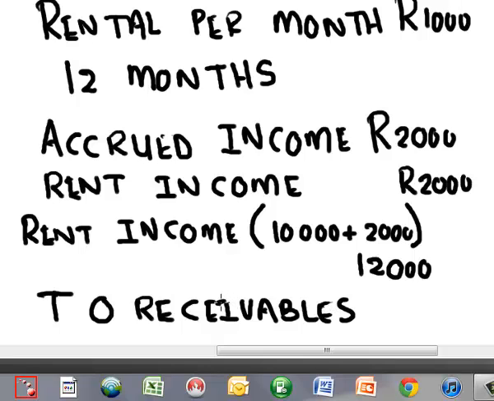Okay, so make sure that you are now in a position to deal with any adjustment dealing with either an accrued income or a deferred income, which we also refer to as income received in advance.